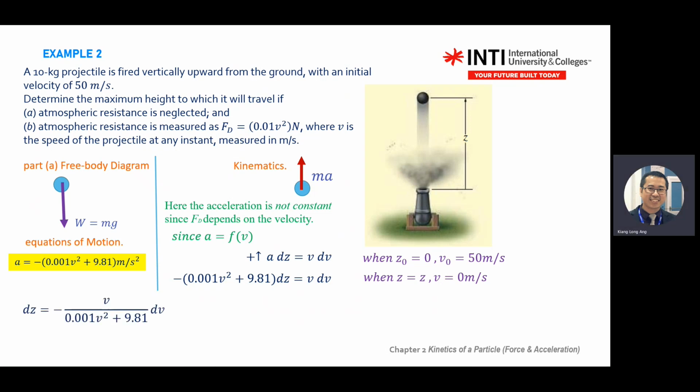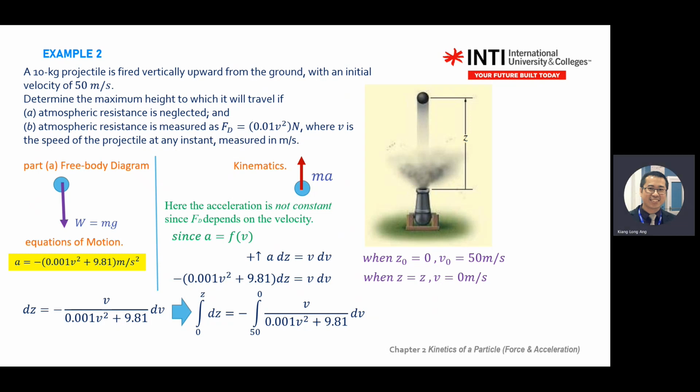Then you do integration. Move the same v to one side, because this is v. v cannot be integrated with z. You will have the v term on the left-hand side. Move your v to the v side, so you have 1 over something, dz on one side, dv on the other. Do integration and put in the limits: z from 0 to z for maximum height, and v from 50 to 0.